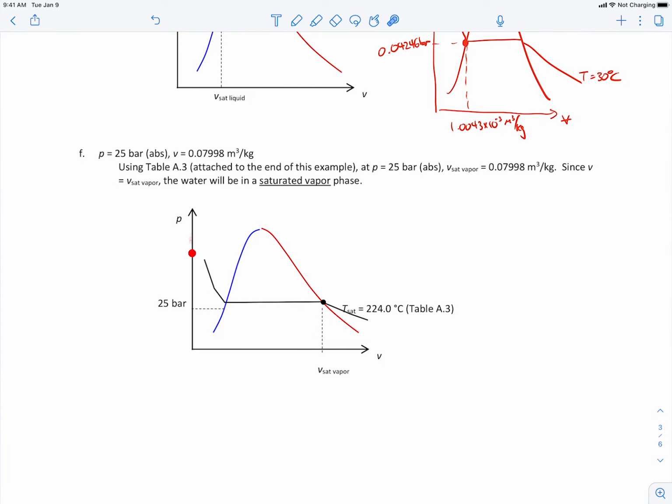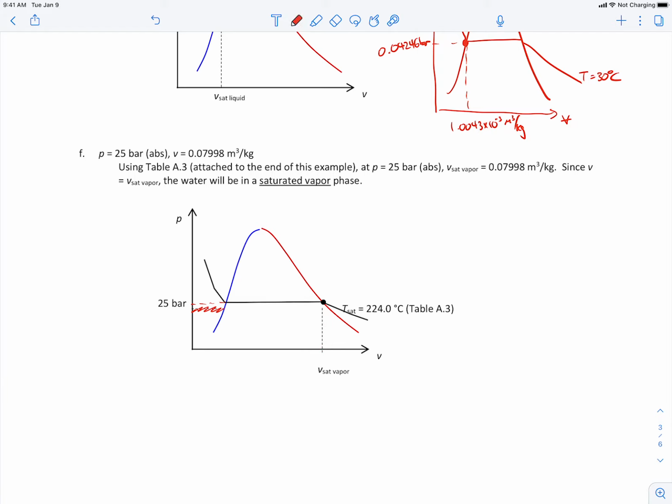that's this plot. So here it is on a PV diagram. Here's our 25 bar. Sorry, the line isn't meshed up perfectly there. But there's our 25 bar. The corresponding saturation temperature is 224 degrees C. So that looks like that. That's our isotherm. And then our specific volume was 0.07998, which corresponds to the saturated vapor phase, that red line right there.